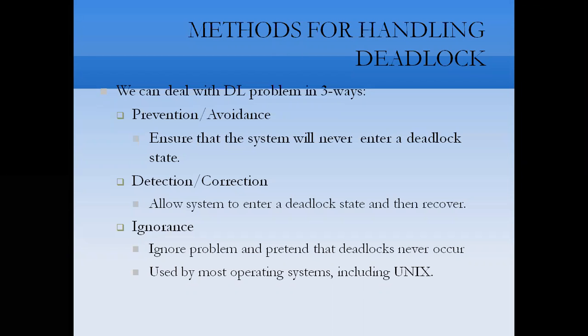We can use a protocol to prevent or to avoid deadlock, ensuring that the system will never enter a deadlock state. Second, we can allow the system to enter a deadlock state, detect it and recover. And third, we can ignore the problem altogether and pretend that deadlock never occurs in the system.